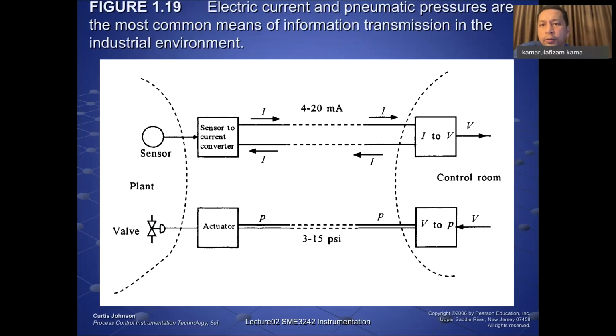Okay, the same thing goes for the pneumatic. You have a valve, and some kind of actuator which converts and regulates the pressure into the transmission or information transfer range, which is from 0 to 15 psi. And then you have to convert this again.